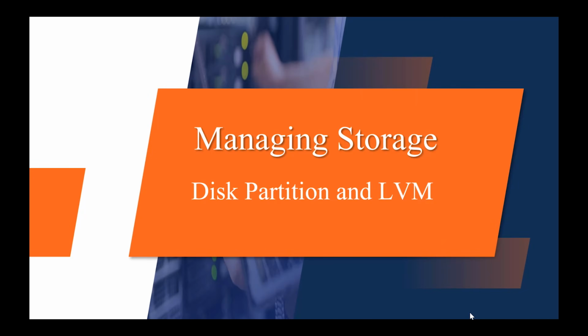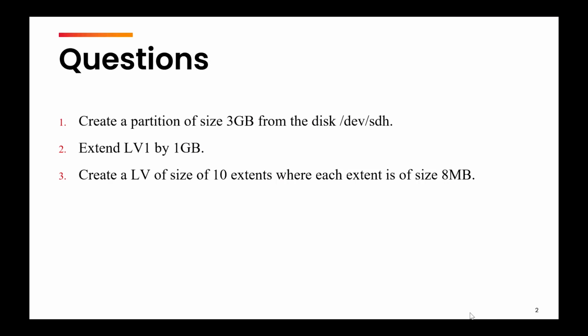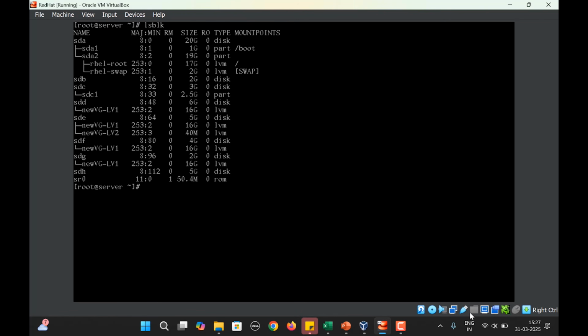Hello, in this video we are going to practice a few questions on disk partitioning and LVM. The first question is to create a partition of size 3 GB from the given disk. So let us first list the disk. The last one is the one which we are going to work upon, sdh, whose size is 5 GB. So from this we need to create a partition of 3 GB.